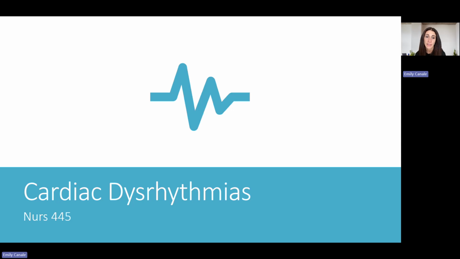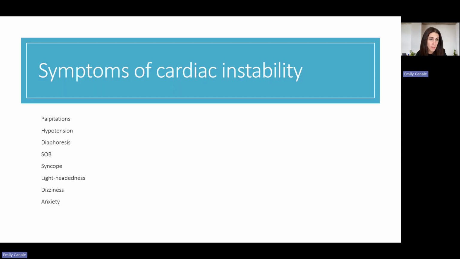Let's get to it. Just as a brief reminder, I wanted to go over symptoms of decreased cardiac output, because it doesn't matter what the dysrhythmia is, all of them can result in these types of symptoms because the heart is not beating the way that it should. Essentially, I'm not getting enough oxygenated blood to my essential organs. Therefore, these are the symptoms that you're more likely to see.